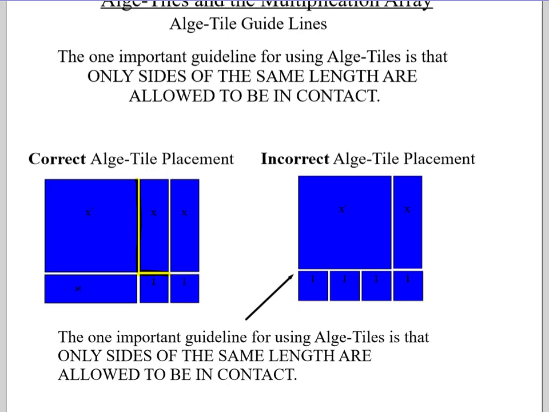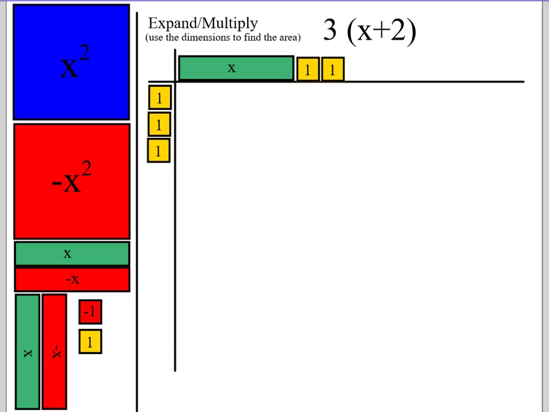What we can't do is this. Right here, this is incorrect. Because that 1 here on the bottom doesn't stretch the entire length of the x, so we can't stack them along there. So that's the only rule you have to worry about, is that only sides of the same length are allowed to touch. Okay, and if you can remember that, then these are pretty straightforward to work with. So I've set these up for you. So the instructions are expand or multiply. So these are both dimensions.